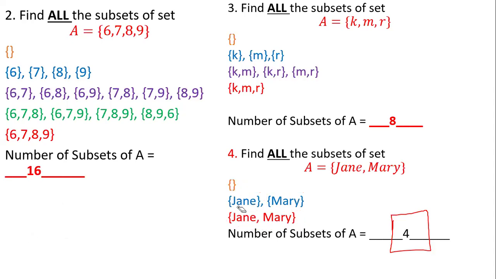Okay, so with this one, this is a set that contains one element, Jane. And this is a set that contains one element, Mary. But this one has both of them. It's a whole. Okay, all right. Makes sense. I understand now. I see what you're saying.